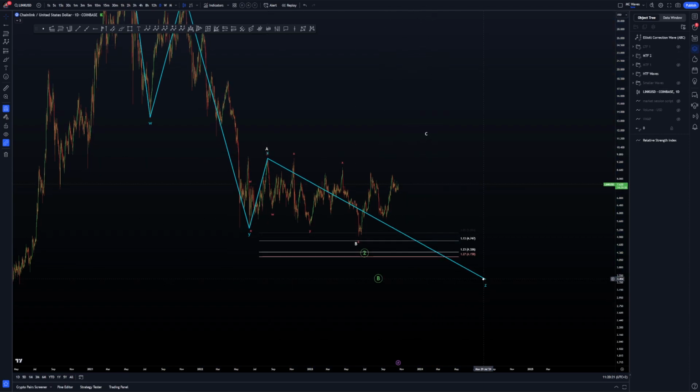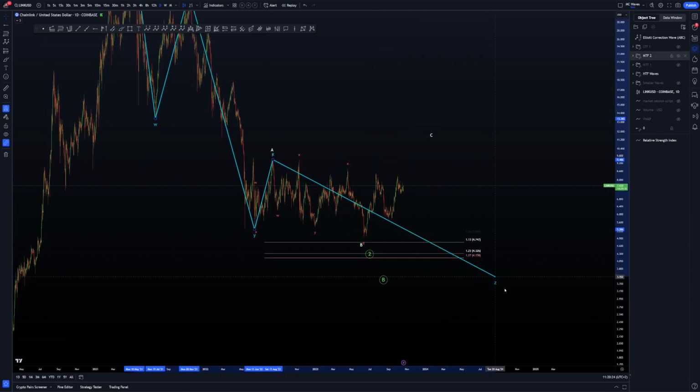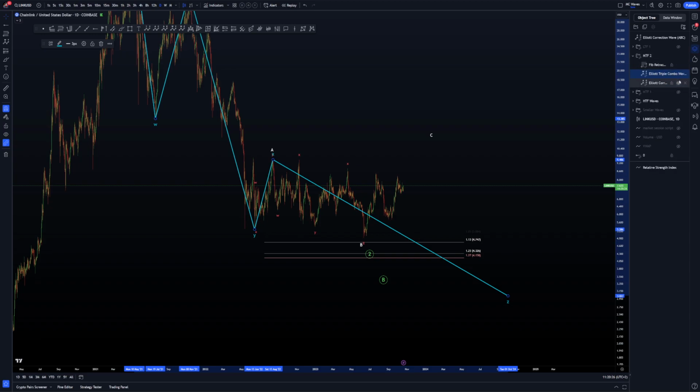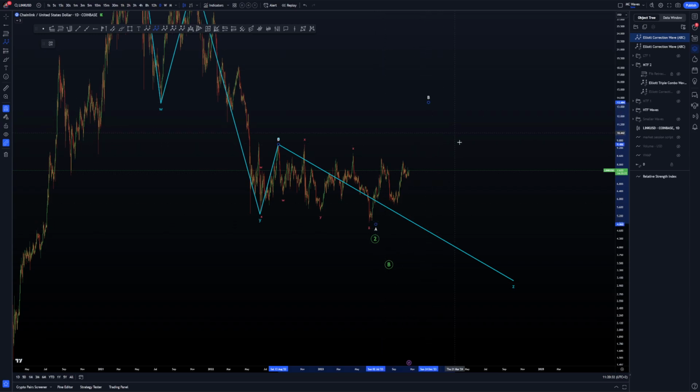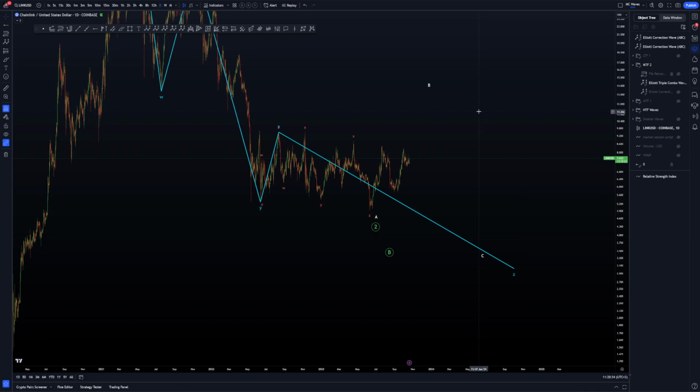Okay, we are still in the Z wave. We do not have this done yet. We are still in that Z wave, and for example we are in an ABC flat like this. So we have the A, we are going to make the B, and we are going to look for the C wave to the downside. So what's best at the moment is simply to trade the smaller wave of this push to the upside, while being aware of all the different possibilities.